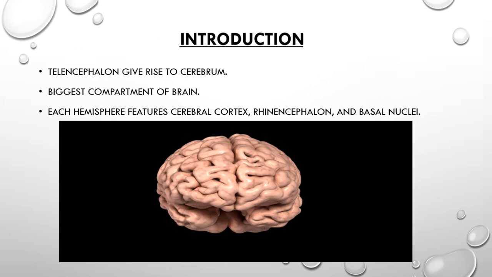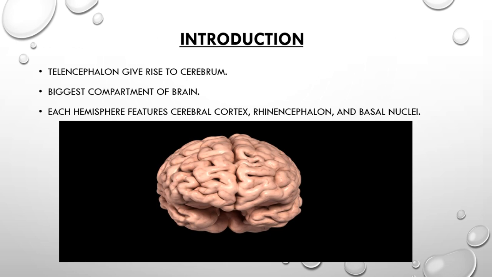Cerebrum comprises cerebral hemispheres separated by the longitudinal cerebral fissure. Between the hemispheres and the cerebellum, one can distinguish the transverse cerebral fissure that separates the two compartments. Each hemisphere features the cerebral cortex, the rhinencephalon and basal nuclei.